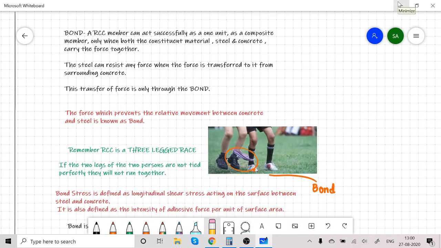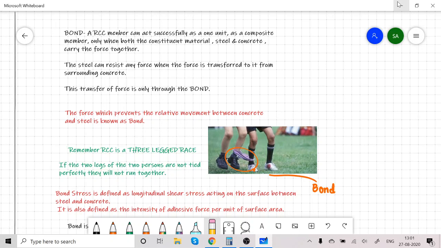Hello student. Today we will discuss the important chapter, bond. Bond is very much essential in RCC structure.